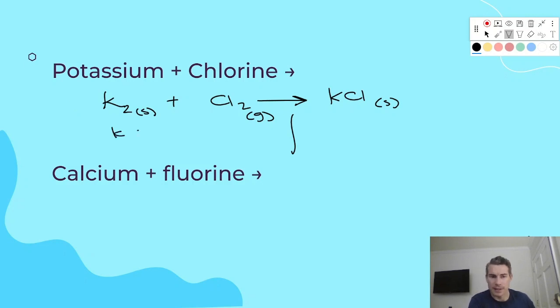So we're not going to skip any steps. We're not going to take any shortcuts. We're going to focus on the metals. There's 2 potassiums, 2 chlorines, and on this side we have 1 potassium and 1 chlorine. We need to put a coefficient of 2 up here, and that will effectively balance this synthesis reaction of potassium chloride. Hopefully that makes sense.